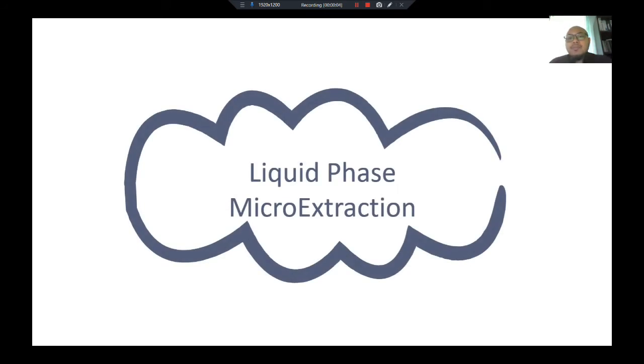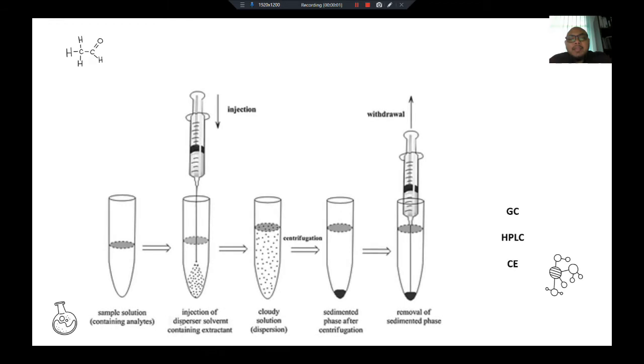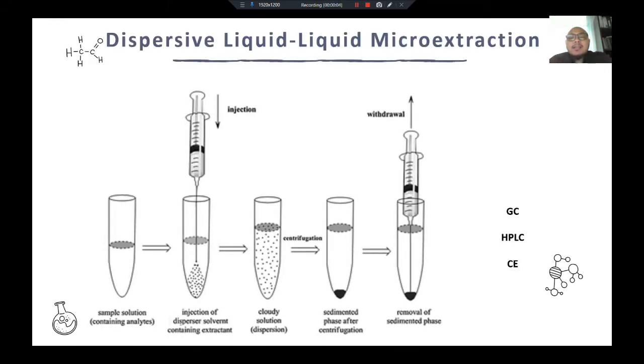Right, now the last one we will look into is liquid phase micro extraction. But under liquid phase micro extraction we have a few extraction methods. That's what we will look at today. Okay, let's look at the first one. The first under liquid phase micro extraction is dispersive liquid micro extraction.